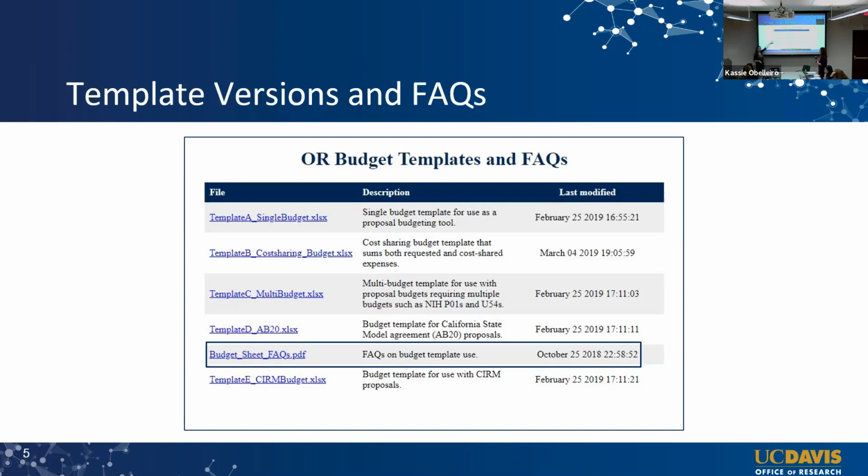You can see we've got a single budget template, which we'll work with today. And then there's another template that you can use if you need to indicate cost sharing within your budget, and a multi-budget, so if you have a multi-component. Sometimes people use them for task budgets as well. Yep, so you have that option there. And then AB20. If you are applying to a California state agency using the California Model Agreement, then there is a budget for that. Correct. And also there is a CIRM budget if you are applying to CIRM, the California Institute for Regenerative Medicine.